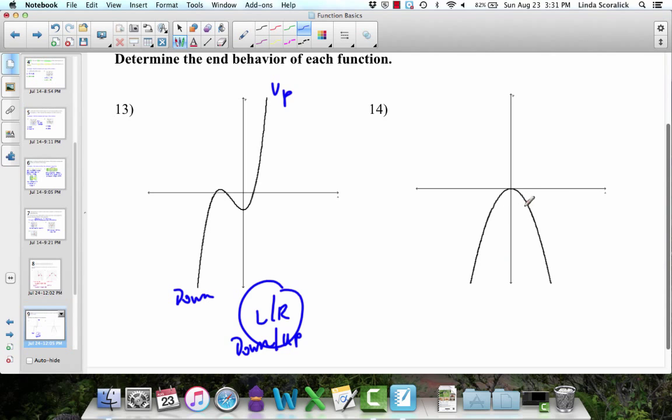What about number 14? What direction is the graph pointing to the left-hand side? It's pointing down. How about on the right-hand side? Also pointing down. So the end behavior here would be down, down.